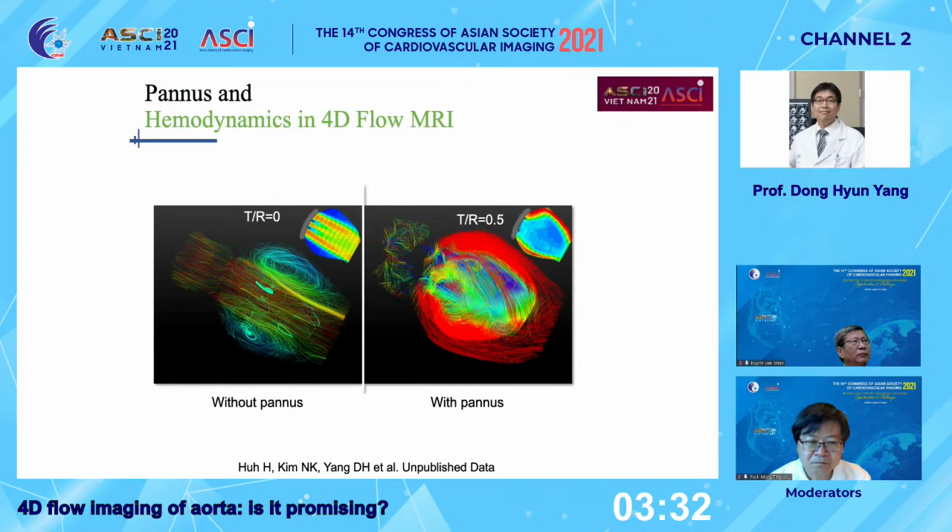In vitro 4D flow MRI also revealed this hemodynamic change of pannus formation as compared to without pannus. Ascending aorta flow with pannus is dramatically changed eccentrically.